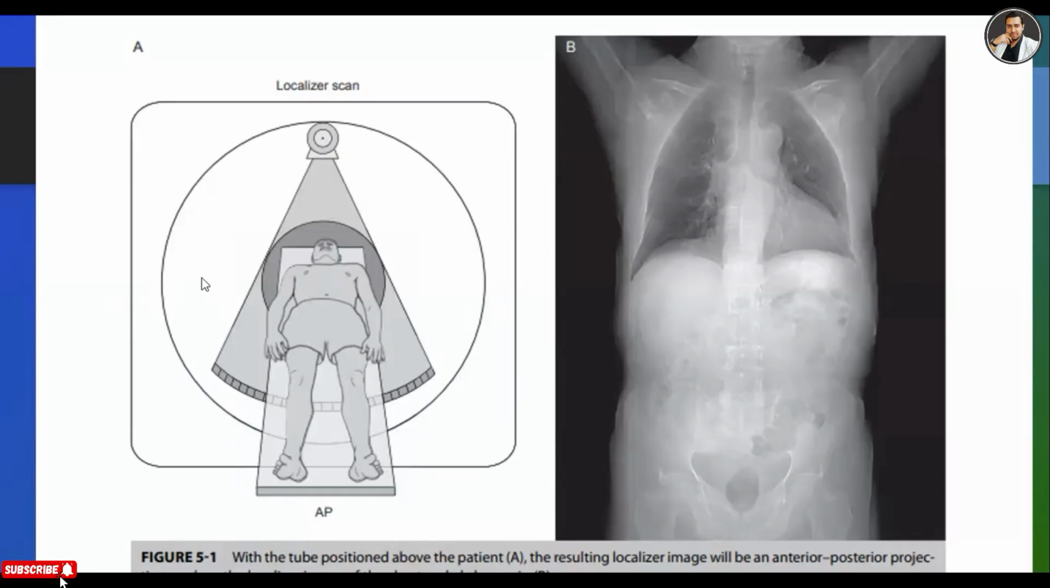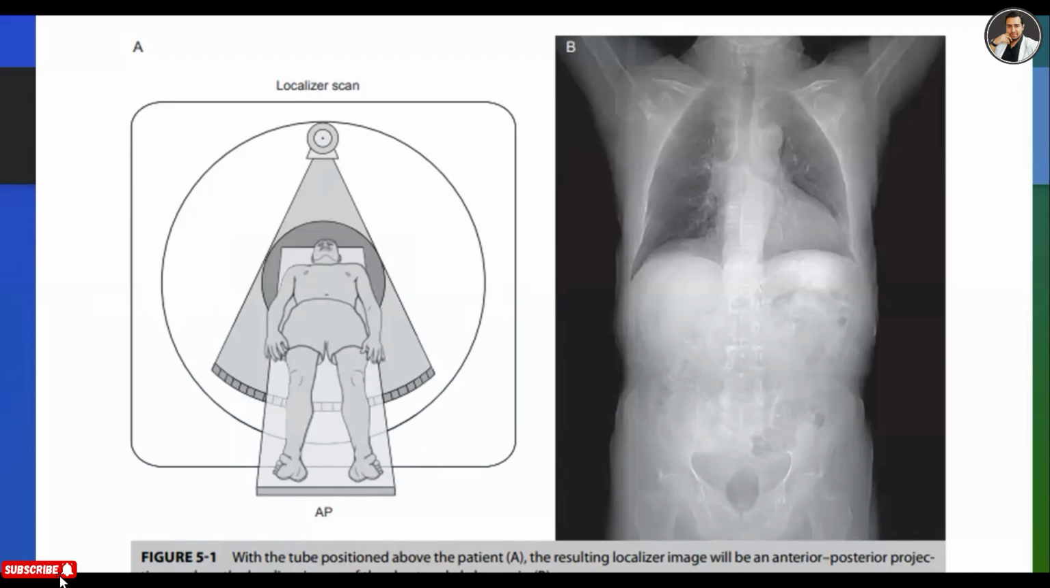We have an option in our software. The option is written as Lateral Scout or AP Scout. If we select the Lateral Scout, the tube will automatically come to the side. If we select the AP Scout, the tube will stay above. Lateral Scout is used for the spine.